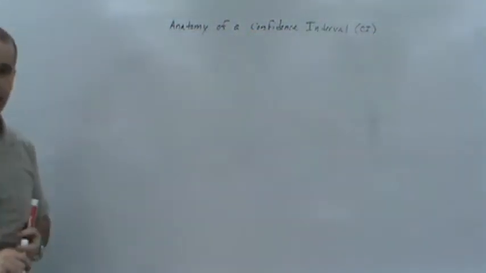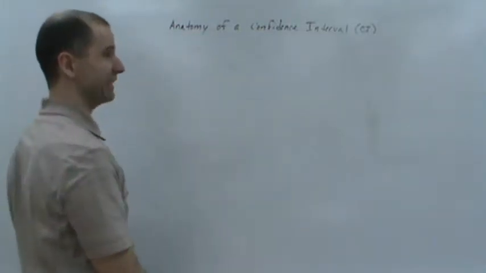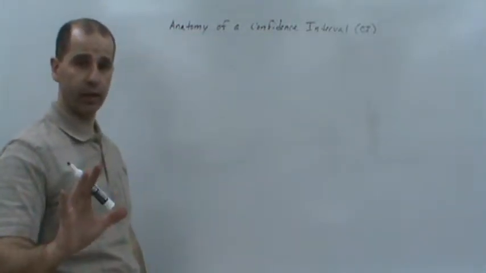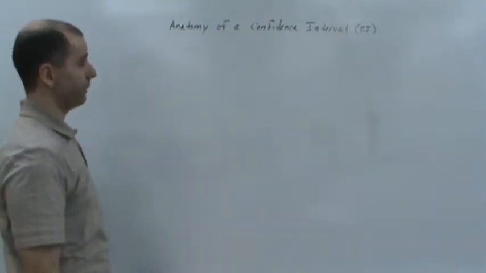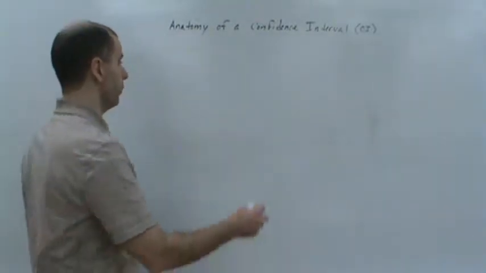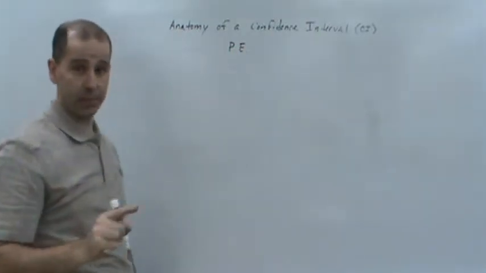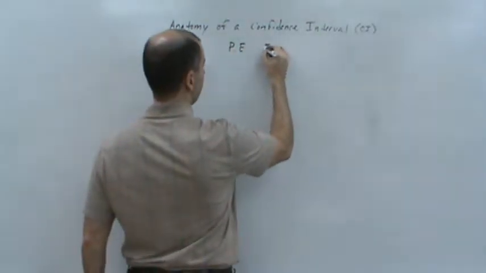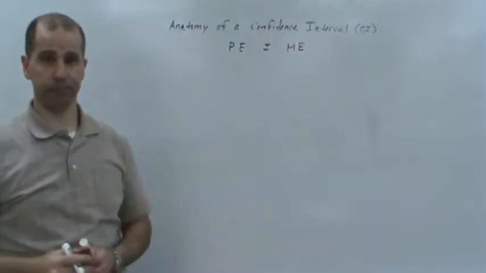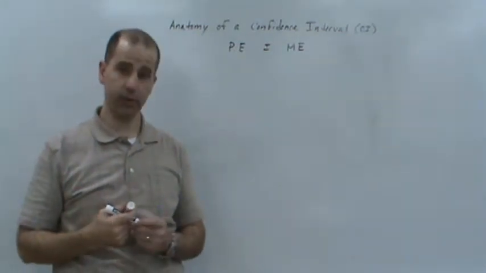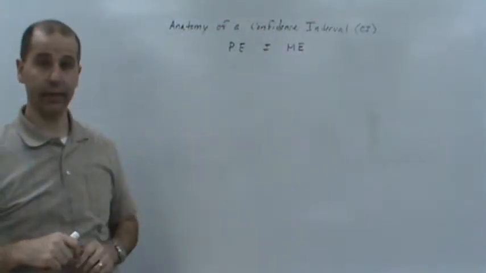And I abbreviate confidence interval as CI, so you'll see me do that from now on. Just realize CI is confidence interval. It's not confidential informant, it's confidence interval. So, anatomy of a confidence interval, the two pieces. The two pieces that we're going to talk about are the point estimate and the margin of error. Those are the two parts that make up the anatomy of a confidence interval.